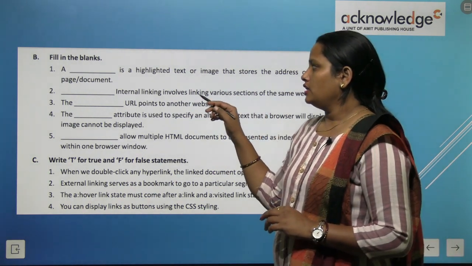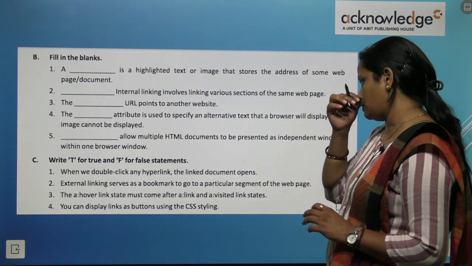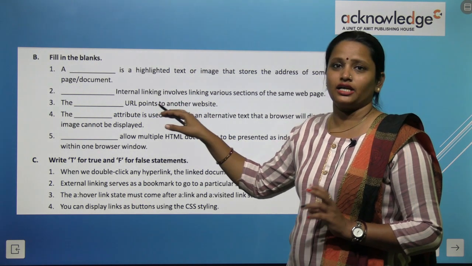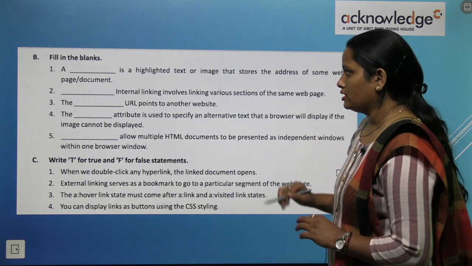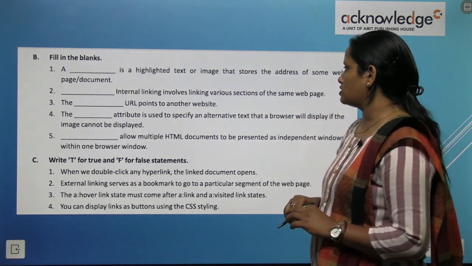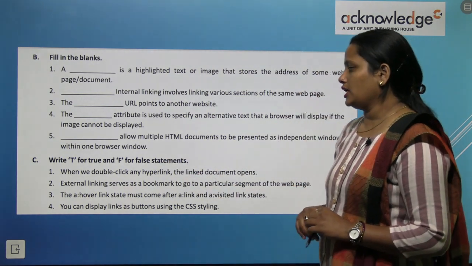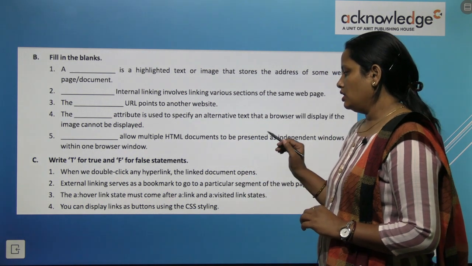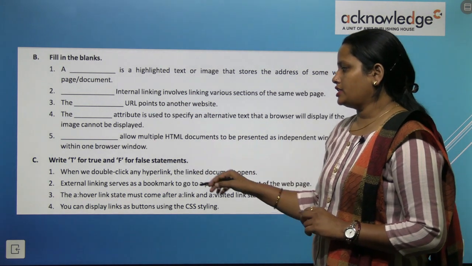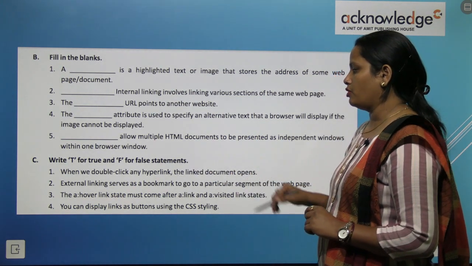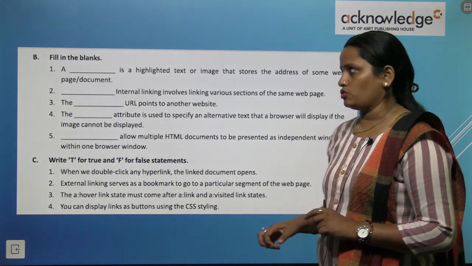Now, dash involves linking various sections of the same web page. So here internal linking is the correct answer. It's already written here, so you have to underline this internal linking. So internal linking involves linking various sections of the same web page. Now let's quickly come to true and false. When we double click any hyperlink, the linked document opens. So this is false. And external linking serves as a bookmark to go to a particular segment on the web page. So children, this is true.